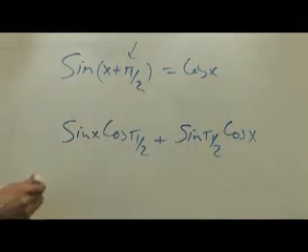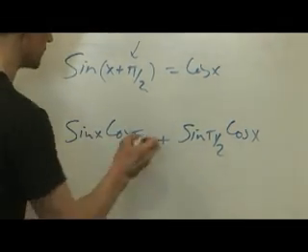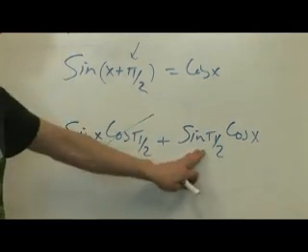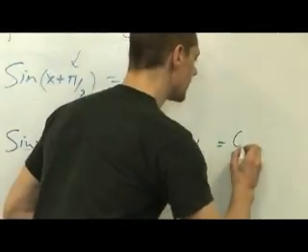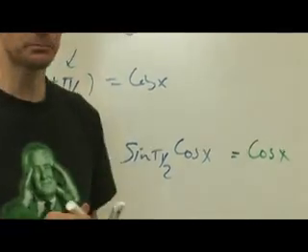Cosine of pi over 2 is 0. This entire term just gets wiped out. Sine of pi over 2 is 1. This is, in fact, cosine x.